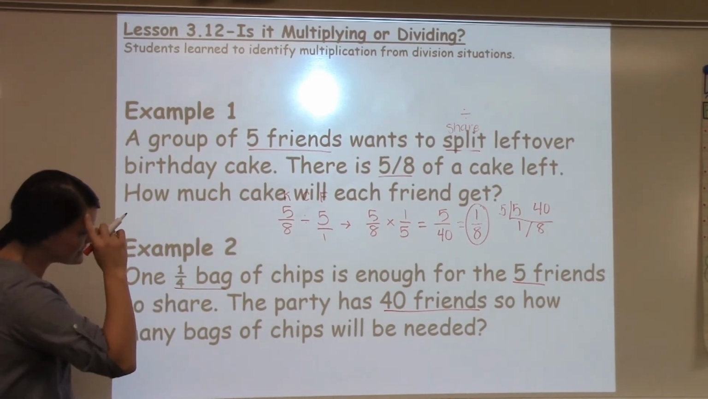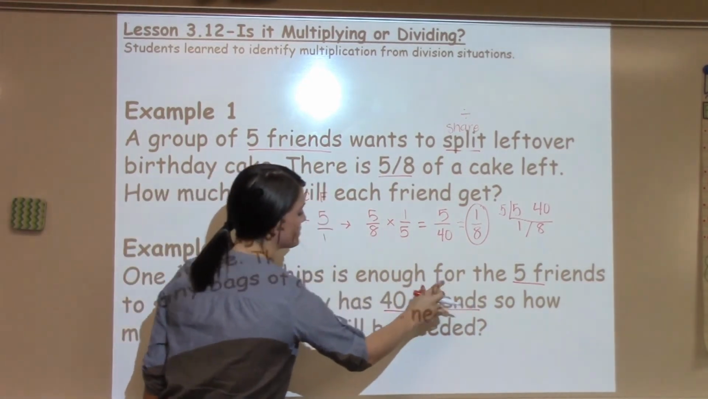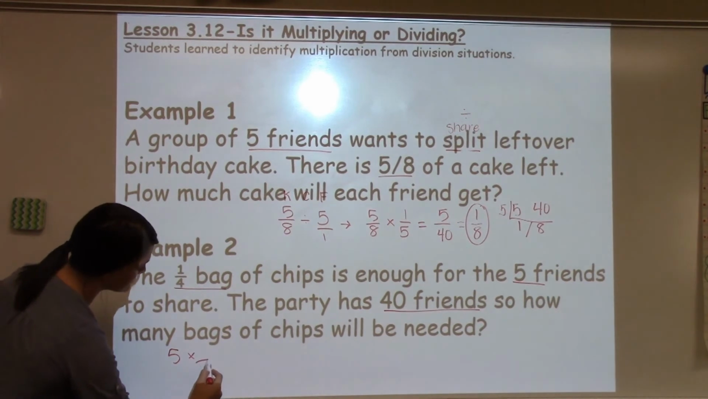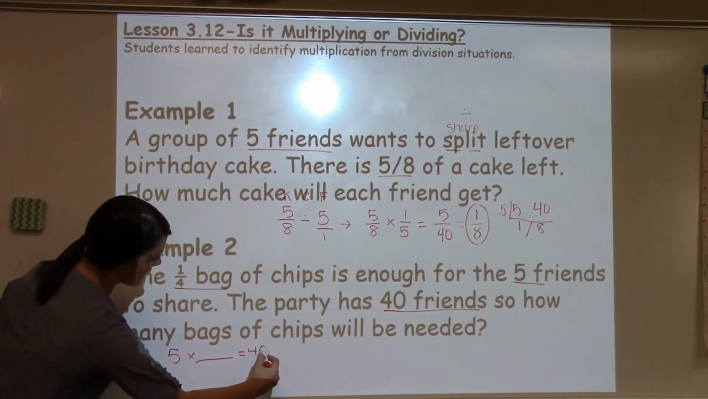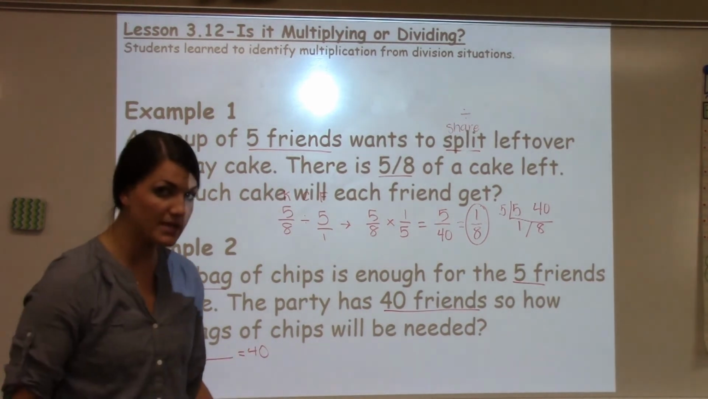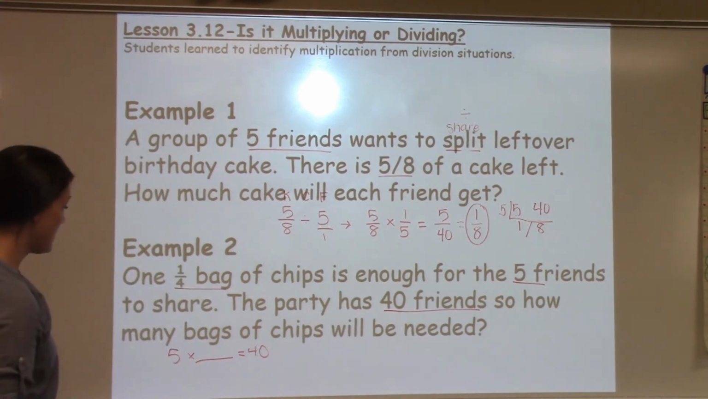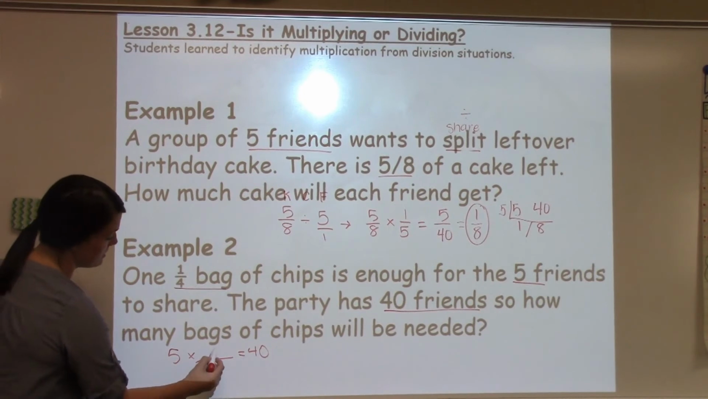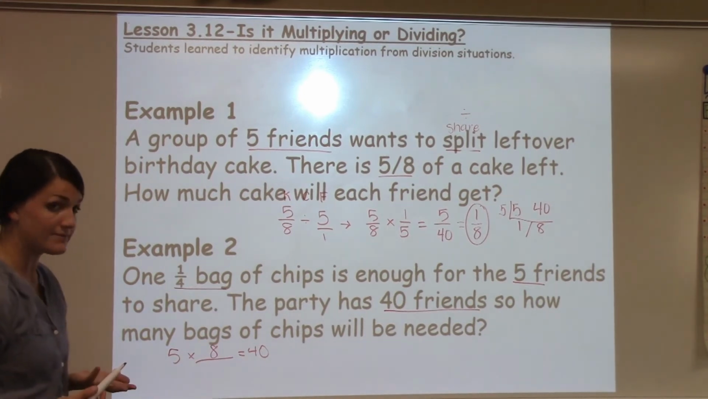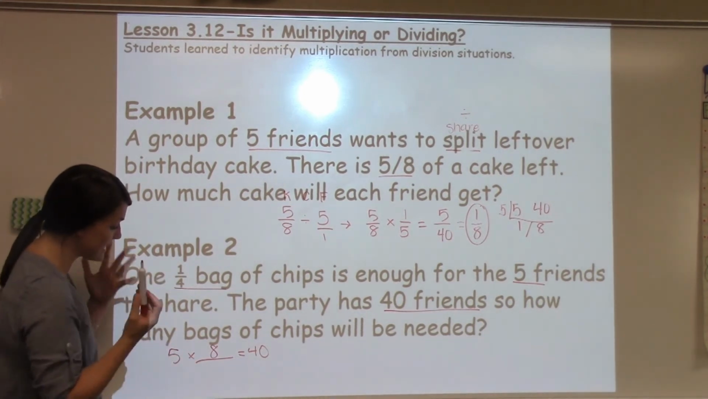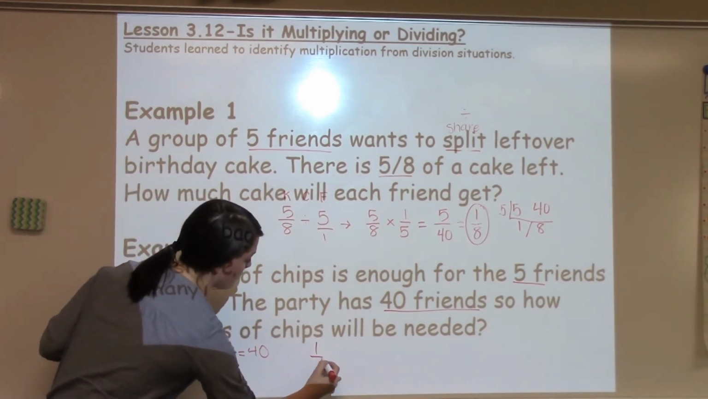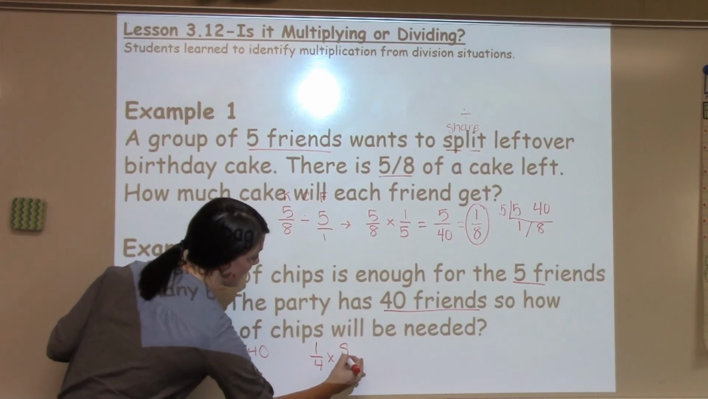So the first thing I need to think of is, what is the connection between 5 friends and 40 friends? 5 times what gives me 40? Because that would tell me how many servings I would need. I would need 8 1/4 servings. So I know 5 times 8 gives me 40, so that helps me make that connection. All right, now I need to decide, what is 1/4 times 8?